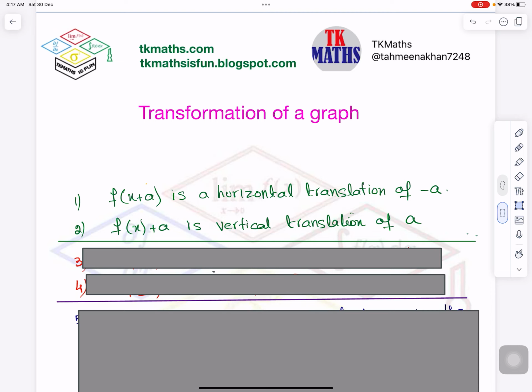In today's video, we will cover the concept of transformation of graph for reflection. In the earlier video, we did translation, and I have shown here the 1 and 2 form of it.